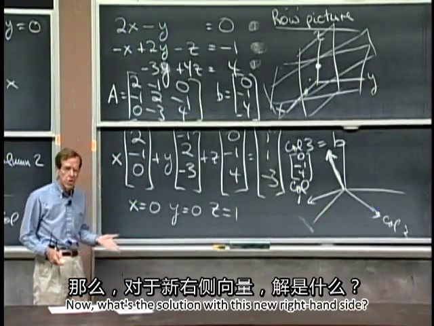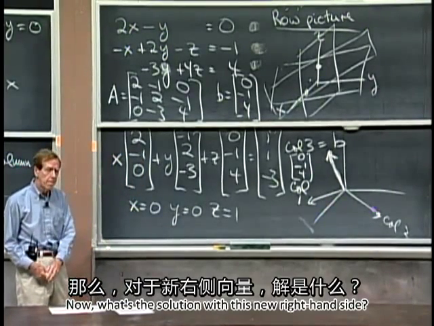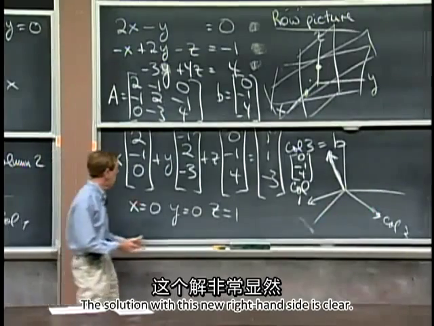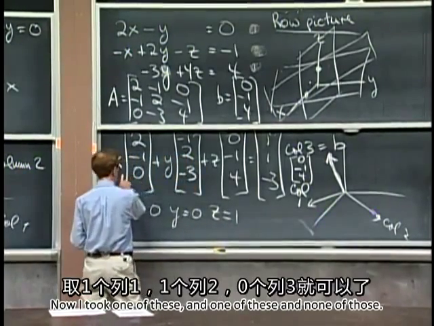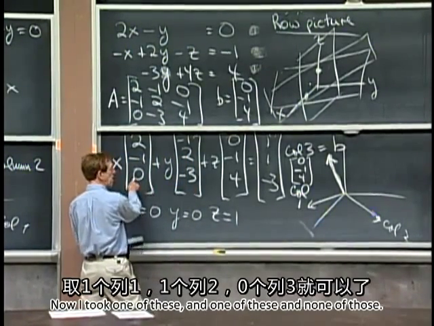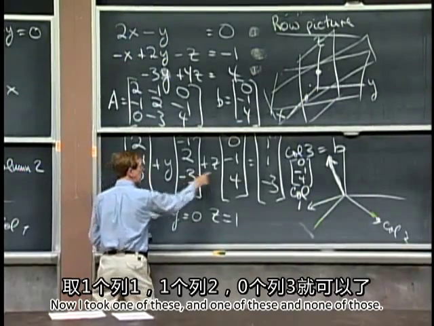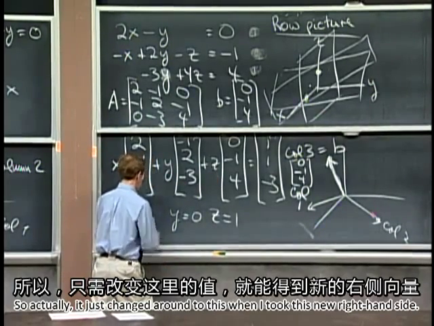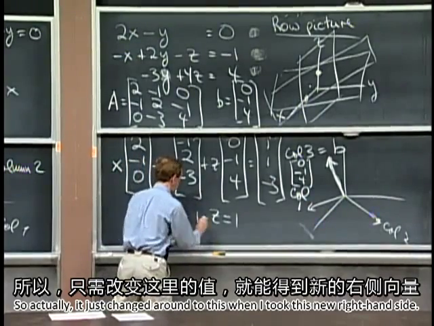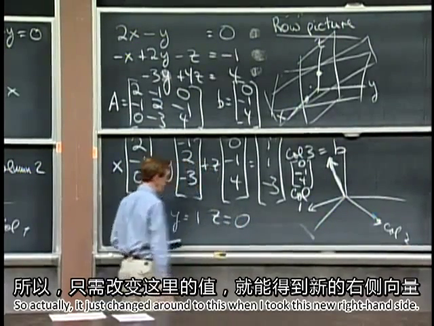Now, what's the solution with this new right-hand side? The solution with this new right-hand side is clear. Now I took one of these, and none of those. So it just changed around to this when I took this new right-hand side.